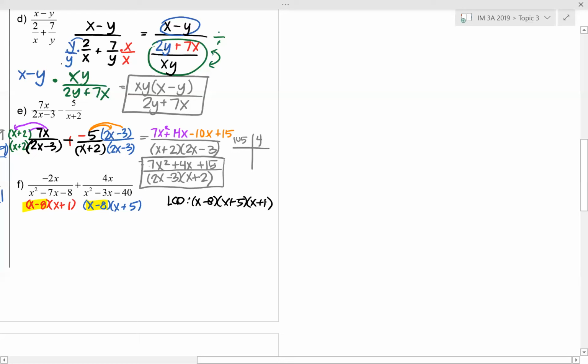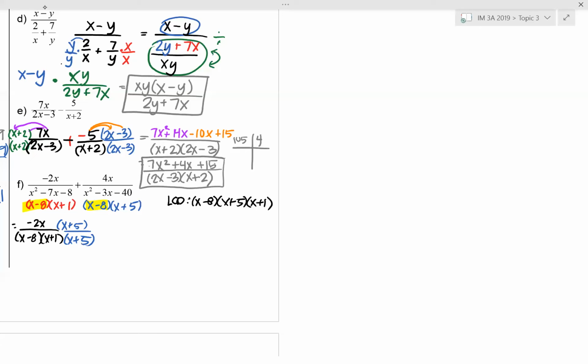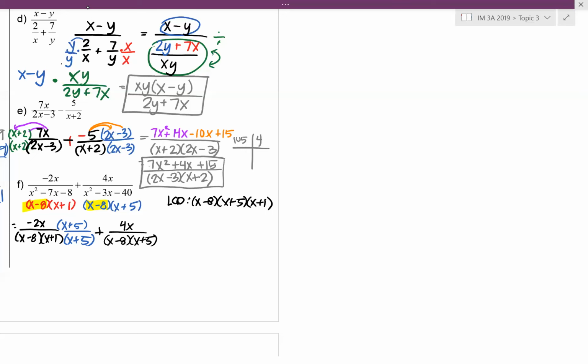And so if I rewrite this with room to multiply, I have negative 2x over x minus 8 times x plus 1. This denominator is missing the x plus 5. So I'm going to multiply this by x plus 5 over x plus 5. Plus, I have 4x over x minus 8 times x plus 5. This one's missing the x plus 1. So I'm going to multiply the numerator and denominator by x plus 1.